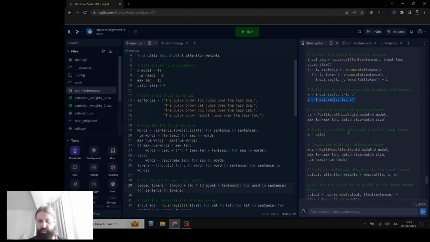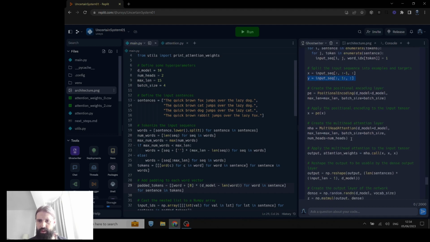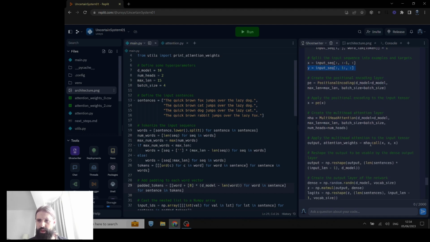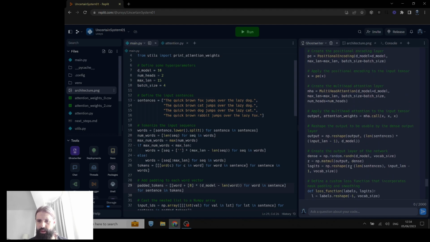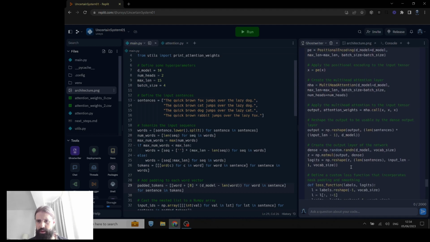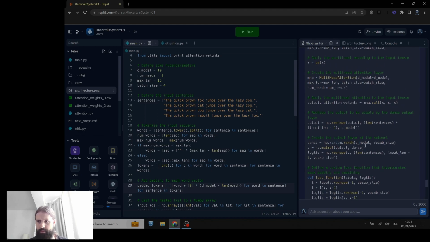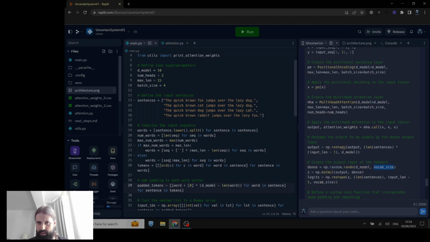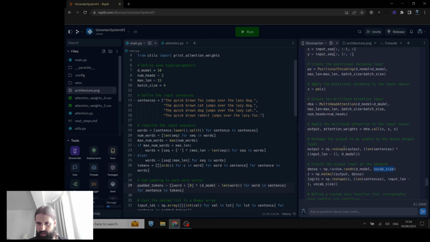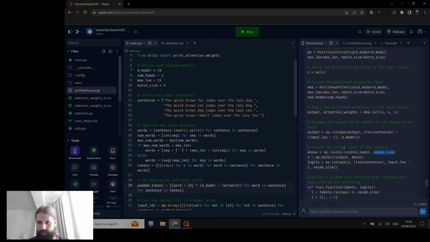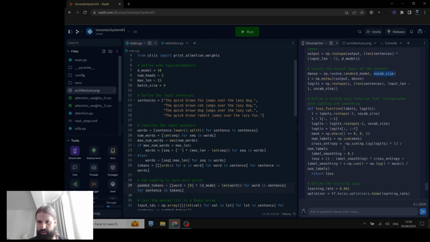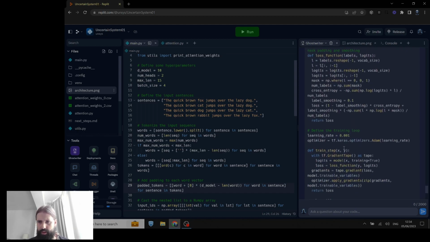Okay, so this is a slight modification. Create a multi-head attention layer, apply the multi-head attention to the input tensor, reshape the output tensor, feed it to the dense output layer, create the output layer of the network, and the vocab size. Okay, so we're getting something somewhat actually. Where's Y being used? Define a custom loss function, whatever loss function it is, and the train step.